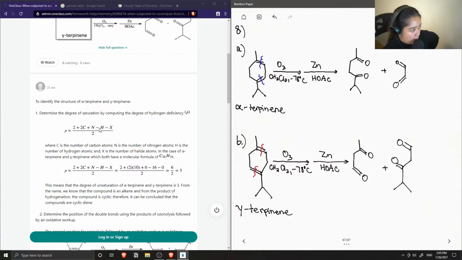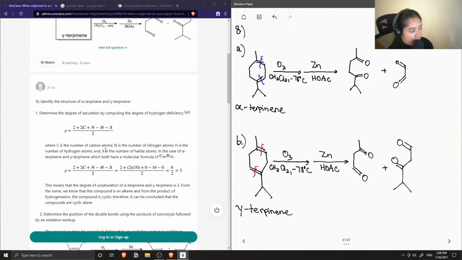To identify the structure of alpha terpinene and gamma terpinene, determine the degree of saturation by computing the degree of hydrogen deficiency. So this is an additional step that you can do to help you answer the question. So they just defined all the terms in this hydrogen deficiency equation. C is the number of carbon atoms, N is the number of nitrogen atoms, H is the number of hydrogen atoms, X is the number of halides.